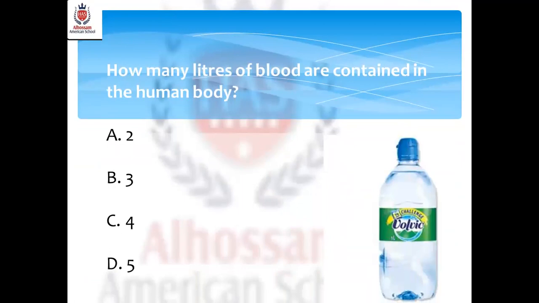Let's start by thinking about the answer of this question. What do you think the liters of blood inside the human body? What do you think the answer will be? No, it's not 3. Yes, actually, inside our body we have approximately 5 liters of blood. Actually, it's from 5 to 6 liters of blood.